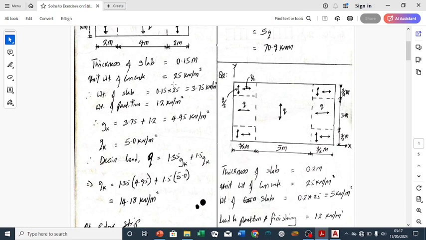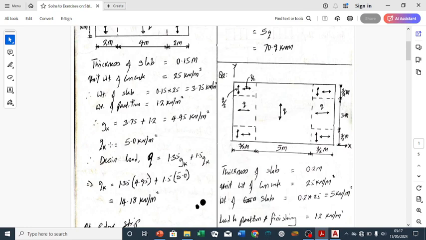We were given the unit weight of concrete as 25 kilonewton per meter cube. So from that we can calculate the weight of slab. The weight of slab is the thickness multiplied by the unit weight of concrete. That gives us the weight of slab in kilonewton per meter square. Now we were told that the load due to partition and finishing is 1.2, which is part of the dead load. So we can now say that our Gk, which is the characteristic permanent action, is the weight of the slab plus load due to partition and finishing. That gives us 4.95 kilonewton per meter square as our Gk.